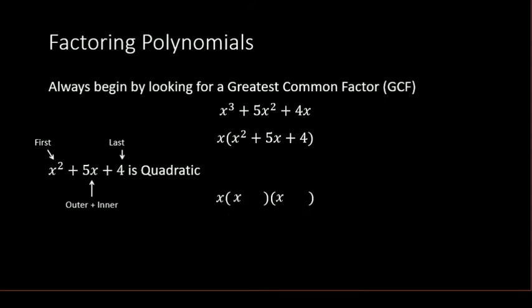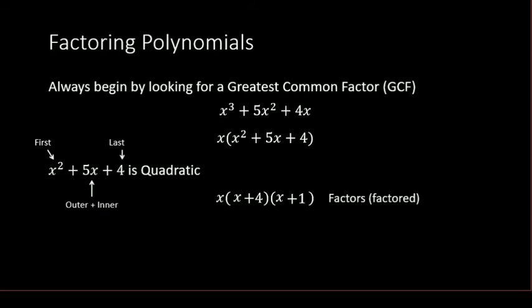Instead, what we want to do is figure out what else multiplies to 4, and the only other thing that multiplies to 4, as far as whole numbers anyway, is 1 times 4. So when we check our outers and inners here, we have 4x and 1x, which does make 5x. So this is the correct factorization: x times (x plus 4) times (x plus 1). Now these are the factors, which means we have factored.